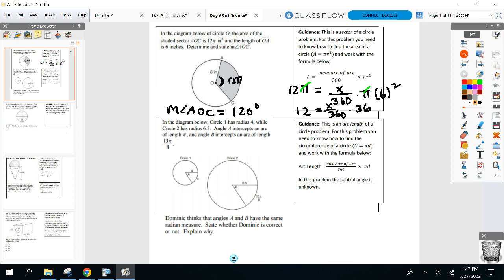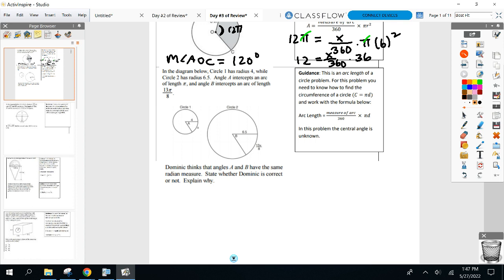A formula similar to that is the length of an arc. That was area of a sector. Now the length of an arc formula. Same start, but now I multiply by the circumference instead of area. Instead of pi r squared, it's pi d, which is circumference.